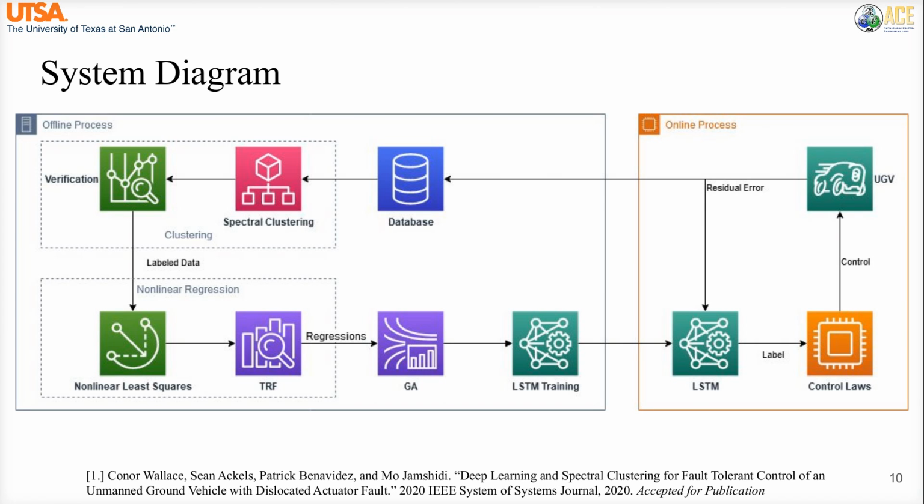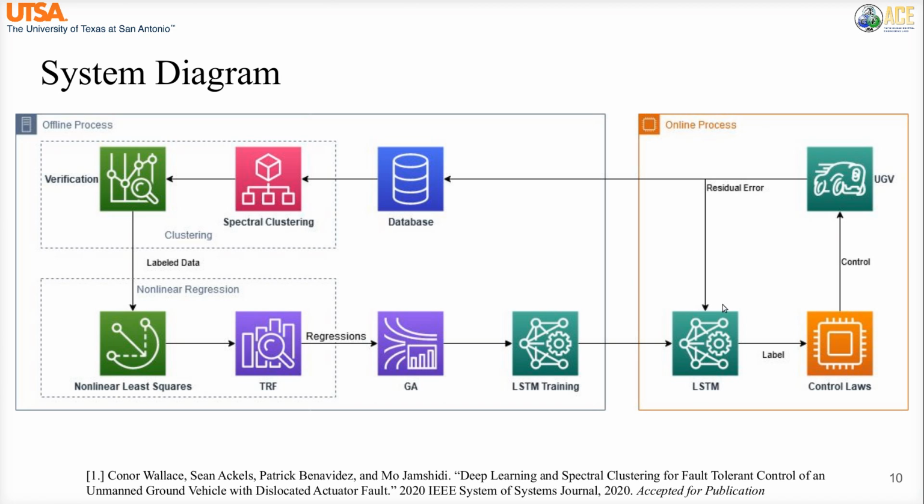So the total fault diagnosis and fault tolerant control system diagram is seen here. Basically, I have it split into 2 parts: an offline process and an online process. The offline process takes care of all of the data analytics. It starts with a database, which is at first set to be this initial drift data set that I recorded. We use spectral clustering to identify fault patterns in the data, and then nonlinear least squares regression to fit a noise distribution to the clustered data, and then use genetic algorithms to optimize a set of PID control laws for each of the clusters. This is also where the training of the LSTM classifier takes place.